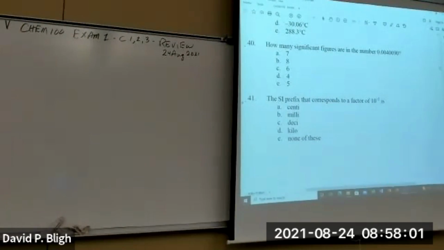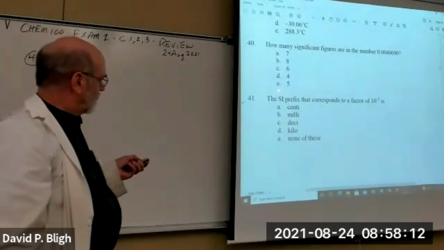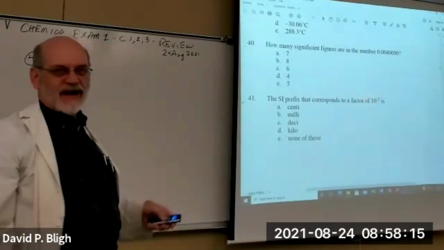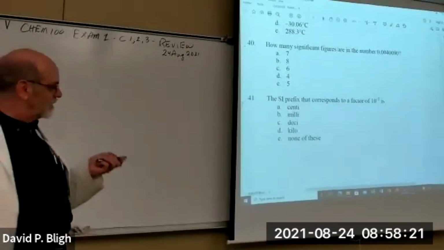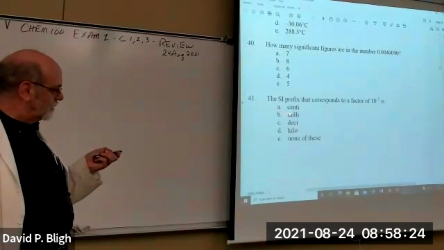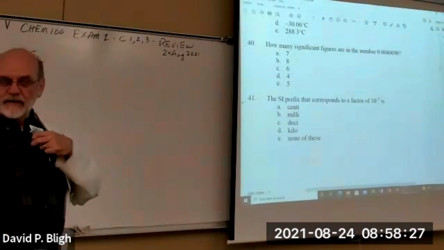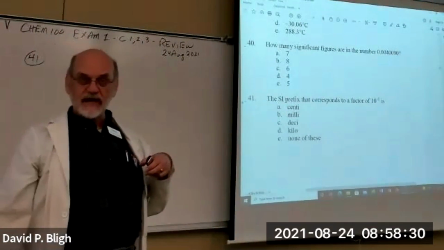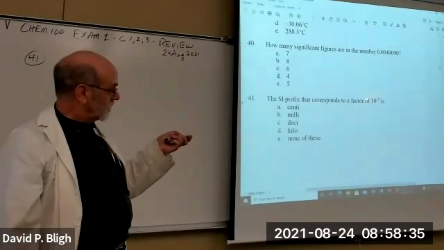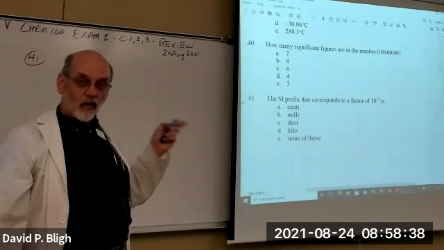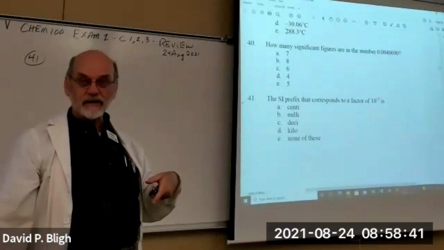Number 40. Let's see, 41. It's already up there. All right, we got another memorized prefixes. Prefix that corresponds to a factor of 10 to the minus 2. We did that one earlier, didn't we? 10 to the minus 2 is centi. 100th. So in a centimeter, that's 100th of a meter. So how many centimeters are in a meter? Well, there should be 100 centimeters in a meter.